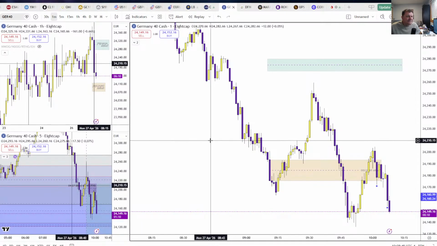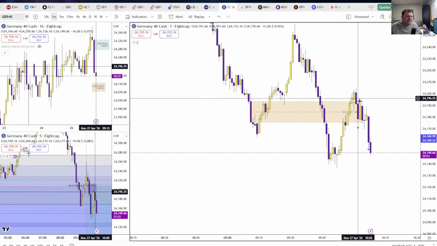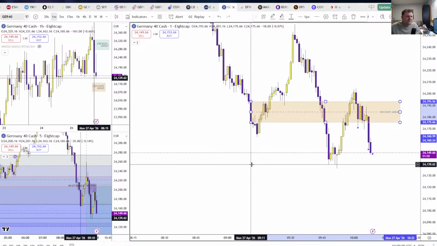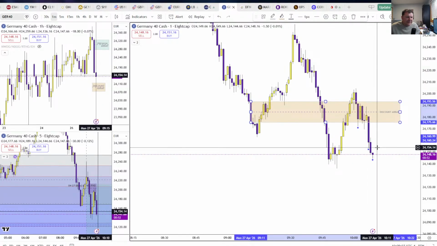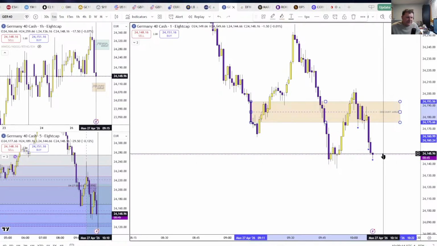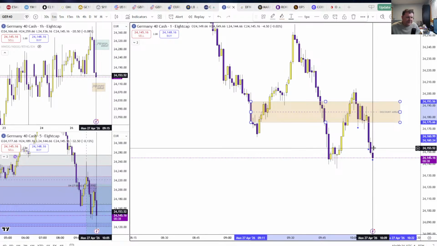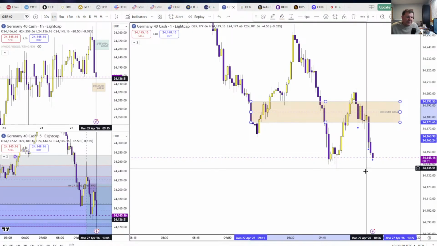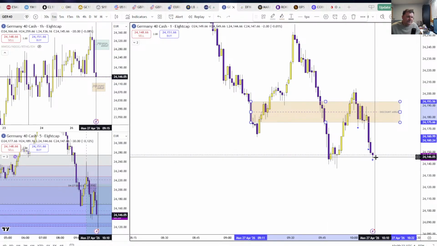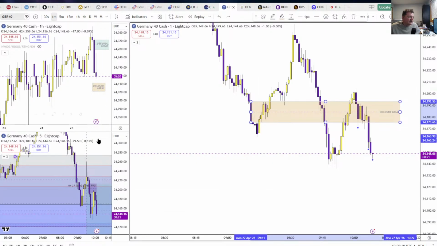How's our German DAX doing? We're still looking for this discount box down here. Look for a little test up into here. 154. 154 to, it's already closed below that. Look for a retest of 150 to 154. Look for range extension. And then look for a retest of this for Model 4. The Model 4 would be a continuation to start targeting this down here.